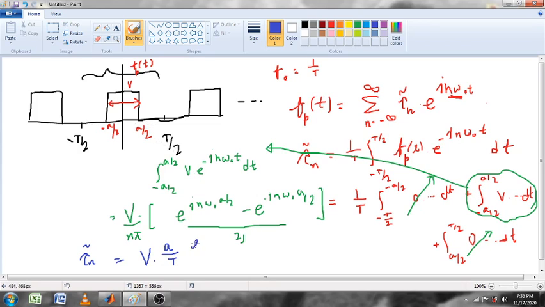And then these two exponentials are added up to give you a sine n omega naught A by 2, and then you divide it by n omega naught A by 2. Okay, so these are my complex exponential Fourier series coefficients, right?